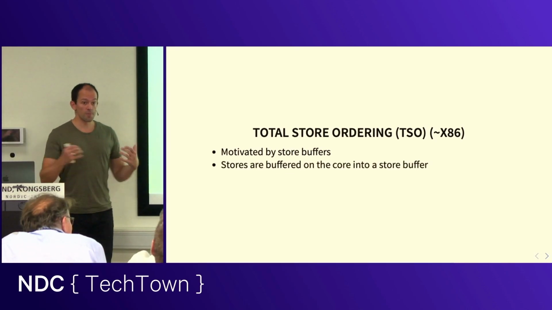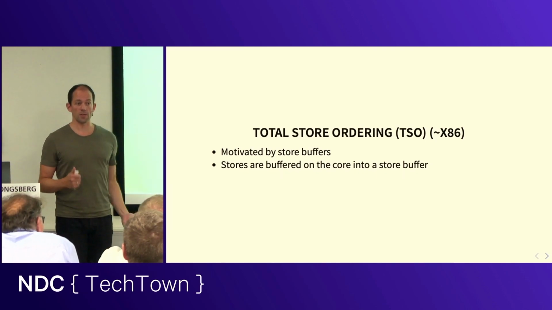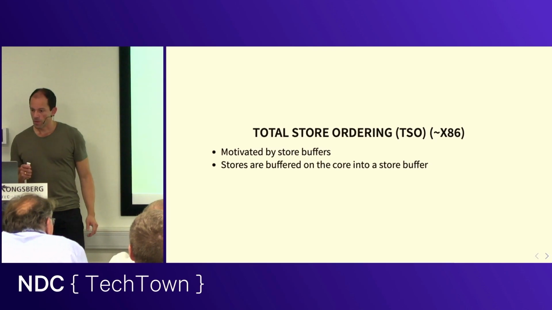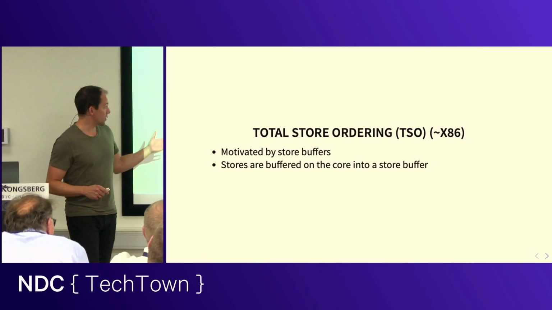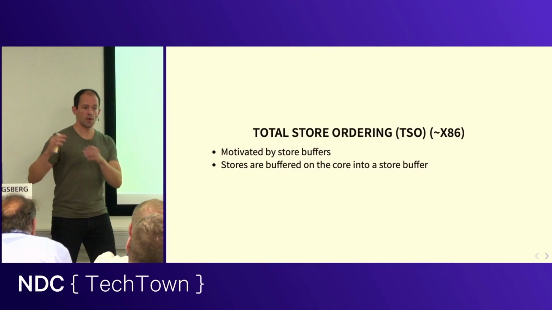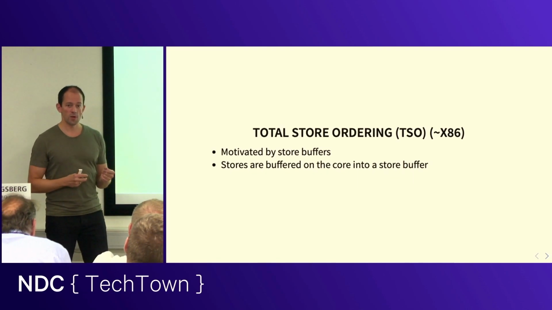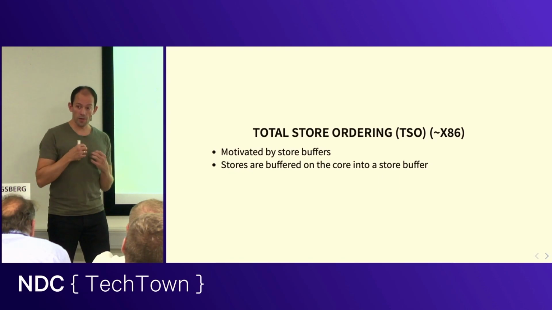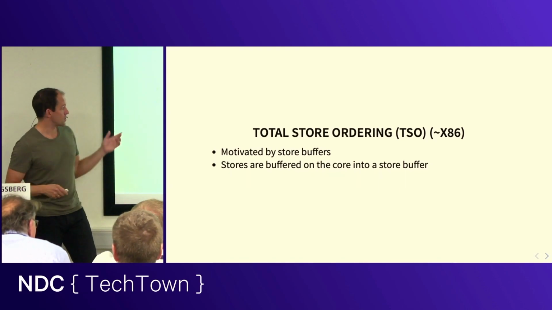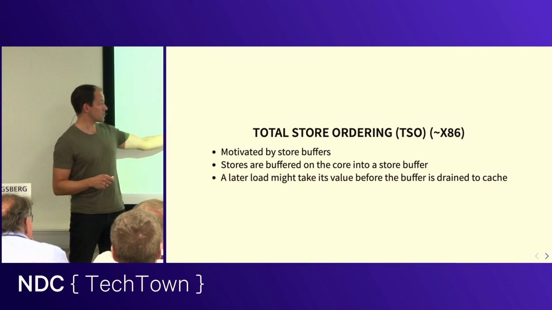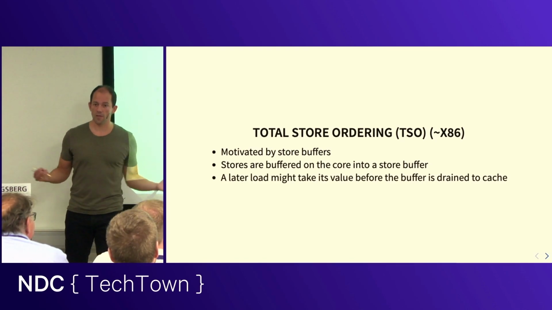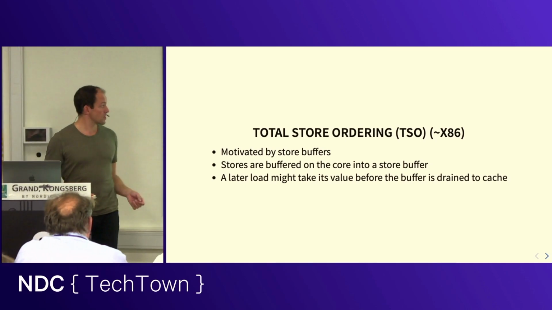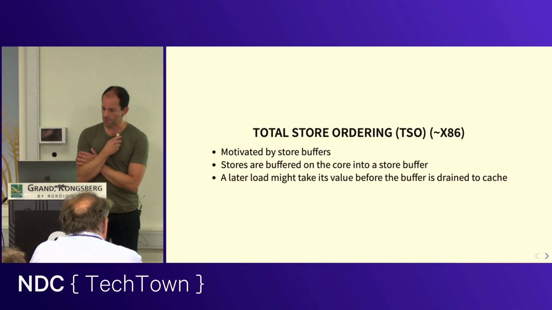So all the stores are buffered inside of the core before even hitting L1. You just store, okay, put it here, keep running. And then if you have a load to the same address, so I store to address 42 and then I load from address 42, I have to check the store buffer first before I go ask the cache, because it could be that it's still in my local buffer and hasn't gone to cache yet. So a later load might take its value before the buffer is drained to the cache, and we have to actually check the store buffer. So there's a little bit of wiring to do this, but this can speed up your program quite a bit.